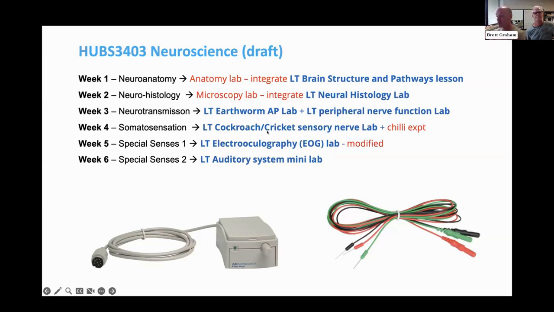Okay, let's move along, because I now get to throw back to Alan. So we've trialed the electrooculography lab, which aligns really well with his vestibular lectures, and so that seems to work well. But Alan's got some modifications that he's worked with Melinda on that I think we're going to be able to implement. So Al. Thanks, Brett.